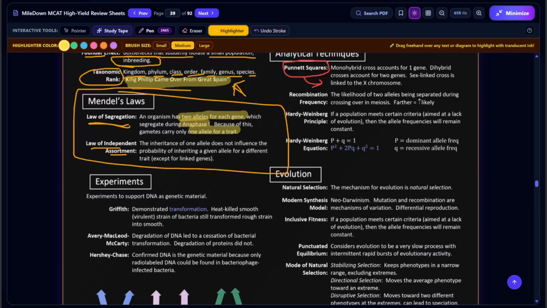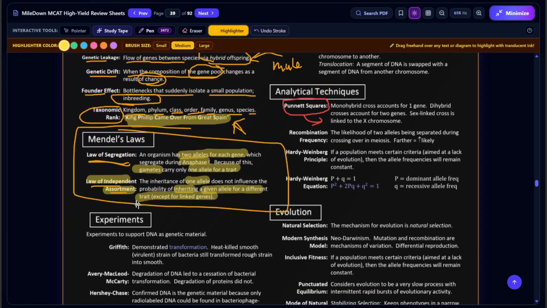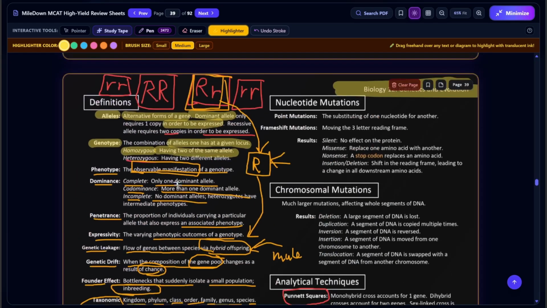This is for the gametes, because the gametes only have one. And the law of independent assortment says the inheritance of one allele does not influence the probability of inheriting a given allele for a different trait, except for linked genes. I'll explain both of these in a second after we go through everything.